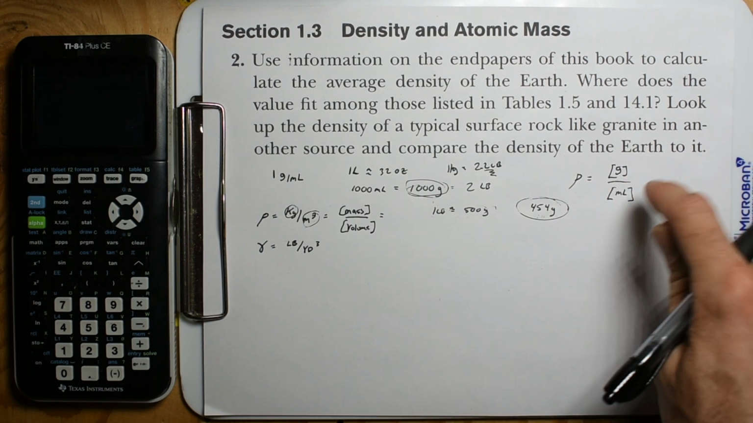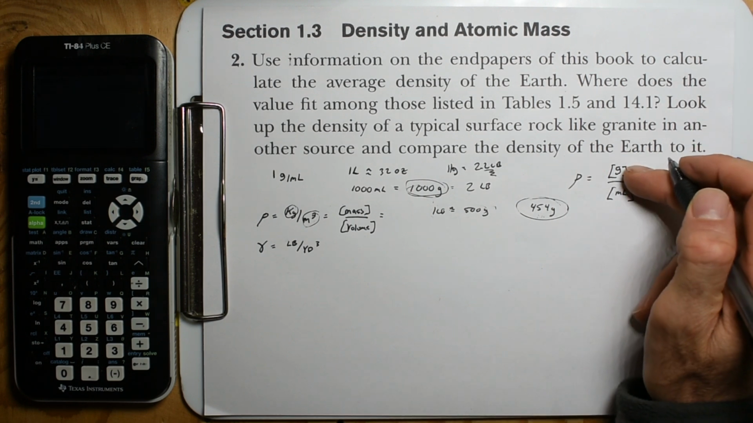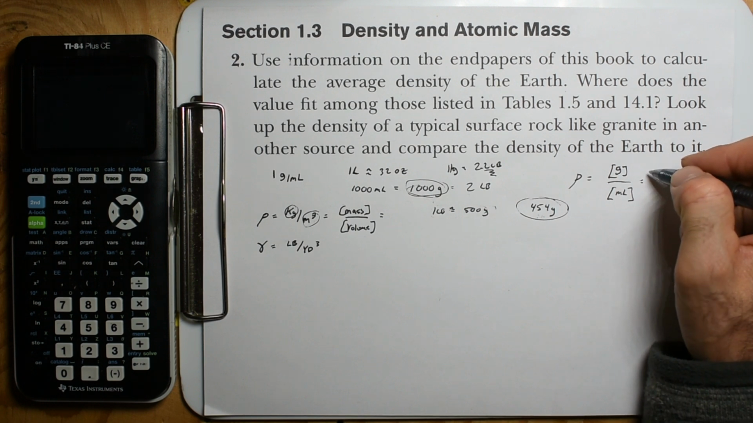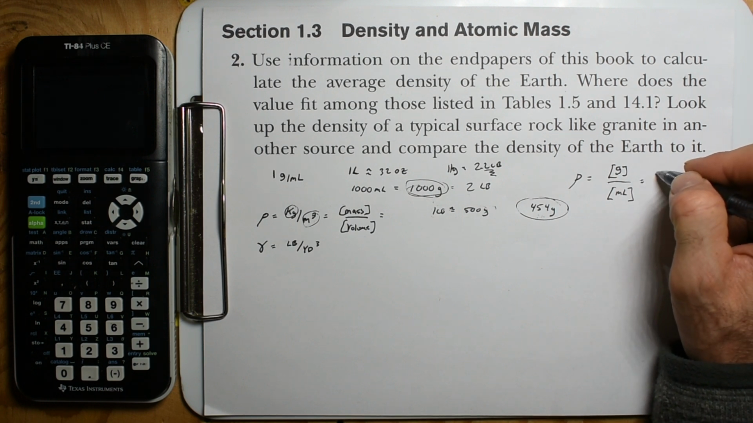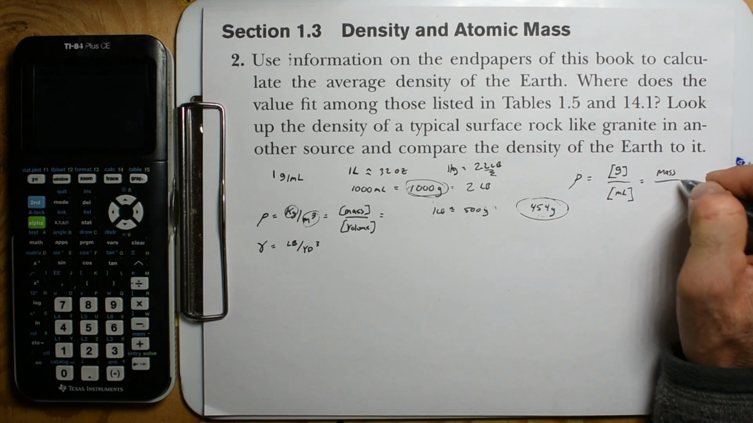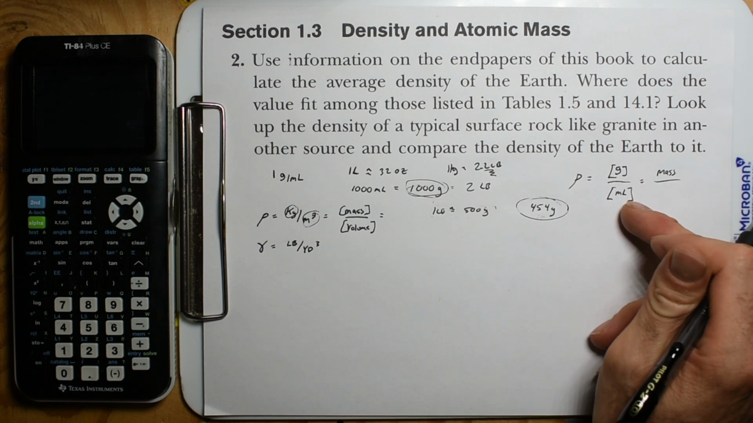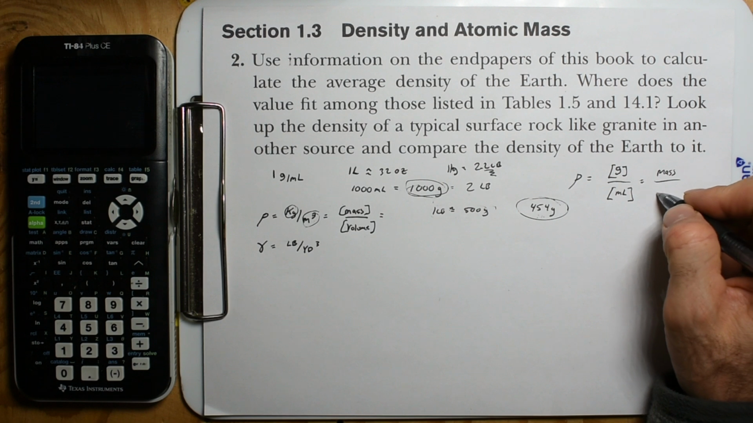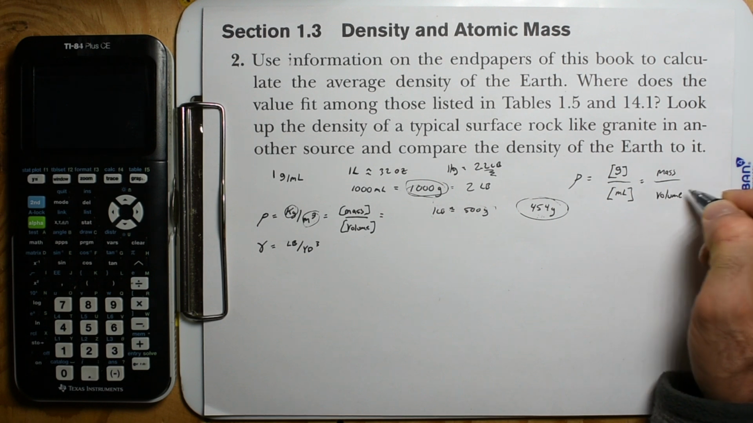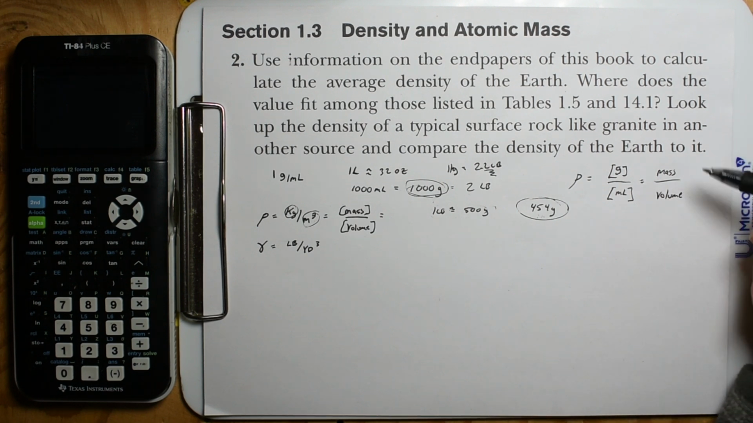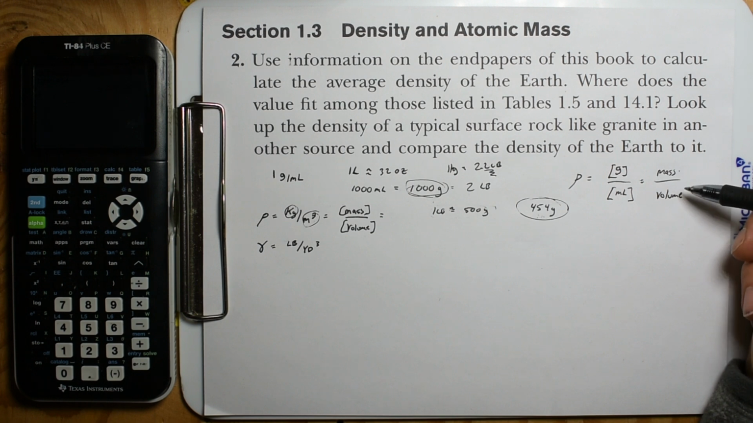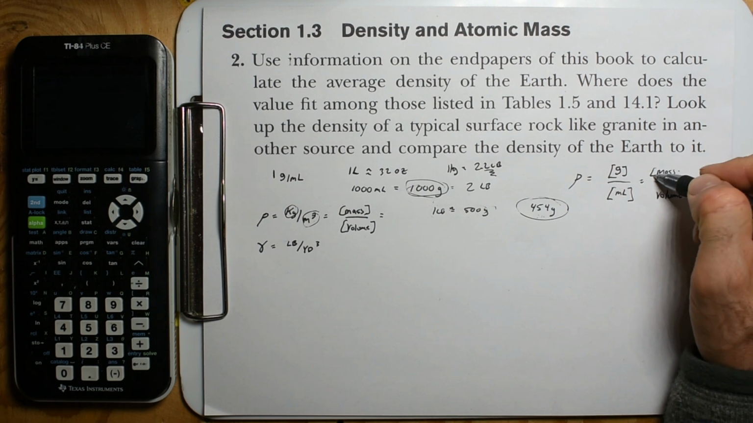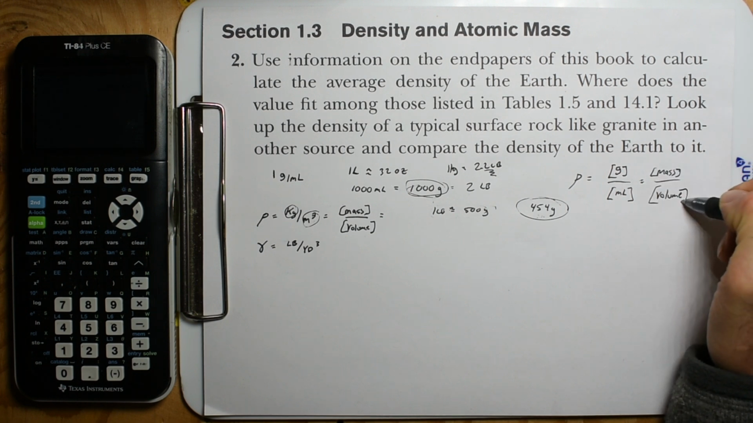And then you can go back and ask, well, what is a gram? A gram is a mass, so that's going to be a mass right there. And then what's a milliliter? It has a volume. So this is going to be mass per volume. That's going to be the definition of a density.